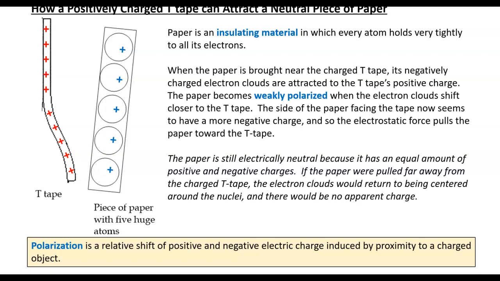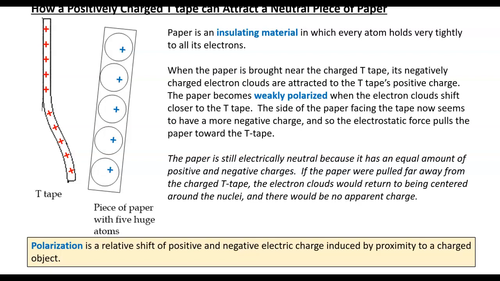Now, to be clear, the nucleus did not really shift. It was the electron cloud that becomes slightly distorted, but this is the easiest way to draw what is happening. We say that the paper becomes weakly polarized when the electron clouds shift closer to the top tape. The side of the paper facing the tape now seems to have a more negative charge, and so the electrostatic force pulls the paper toward the top tape, right, because the opposite charges are attracting each other.